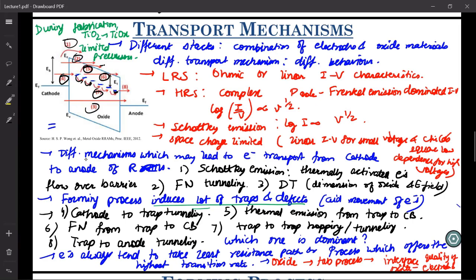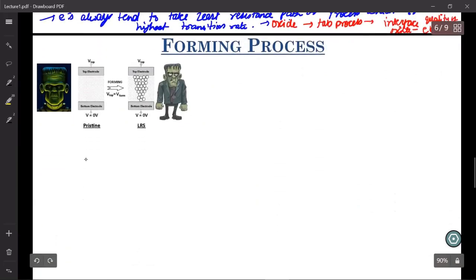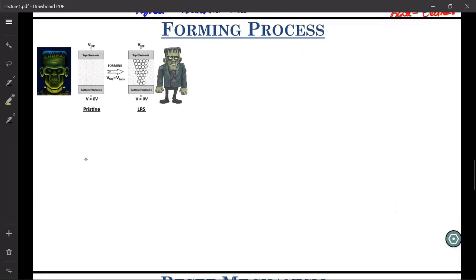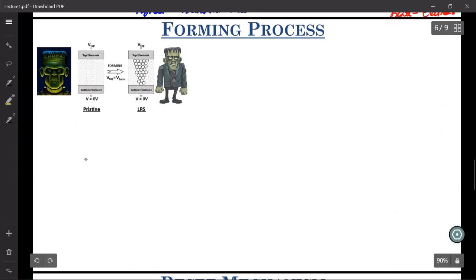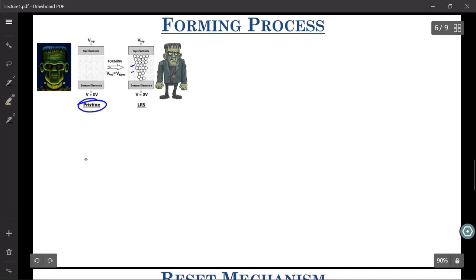So let us talk about the forming process. As I told, it's a very important process. Without this, your RM devices cannot even work. So what forming essentially means is, you start with a virgin or pristine device, then you stress it with the help of a large voltage, or you try to inject a large current through it, and then you end up having a soft breakdown, and that soft breakdown leads to a connection between the top electrode and the bottom electrode with the help of these oxygen vacancies, the conduction filament. So this kind of thing which connects your top electrode to the bottom electrode is called conduction filament.